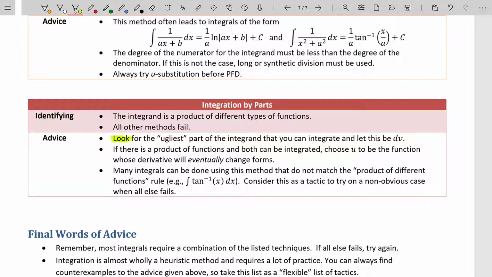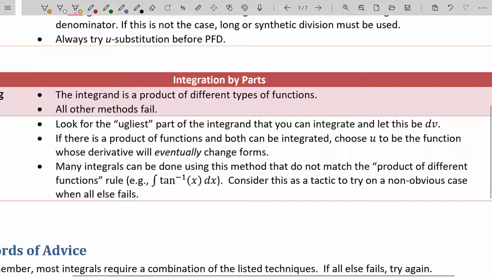Integration by parts is somewhat of a convoluted method, so here's my advice. Look for the ugliest part of the integrand that you can actually integrate, and let that be dv. If it turns out that everything within that integrand can be integrated separately, so in other words, it's like an x sine of x or something like that, you can integrate both of those. Well then, if it's a tie for what to integrate, then you switch gears and talk about what you want to differentiate. So if there's a product of functions and both can be integrated, then there's a tie.